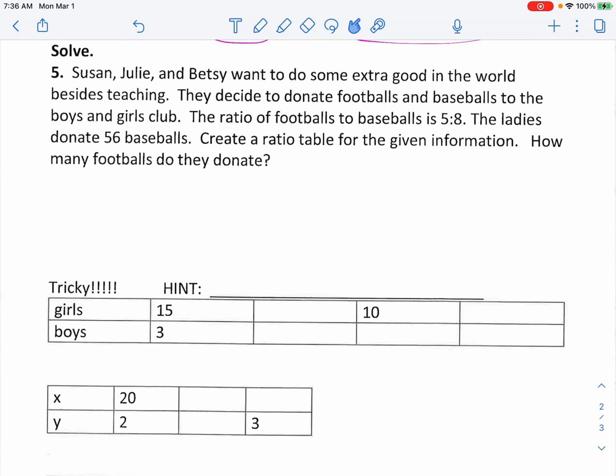Susan, Julie, and Betsy want to do some extra good in the world besides teaching. They decide to donate footballs and baseballs to the Boys and Girls Club. The ratio of footballs to baseballs is 5 to 8. The ladies donate 56 baseballs. Create a ratio table for the given information. How many footballs do they donate? Okay.